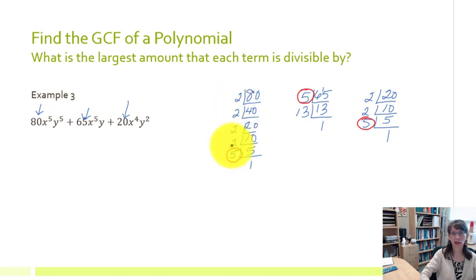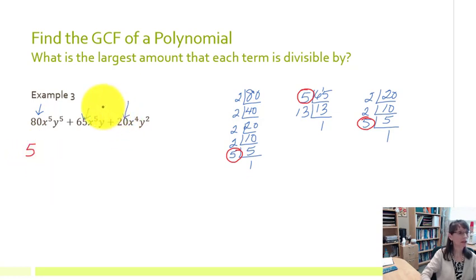Now I see a lot of 2's. There's some 2 involved with 80, but there's no factor of 2 for 65. So we can't use 2. 13 is not in common for all three. So the only common numerical factor will be 5. So I'm going to start with 5.